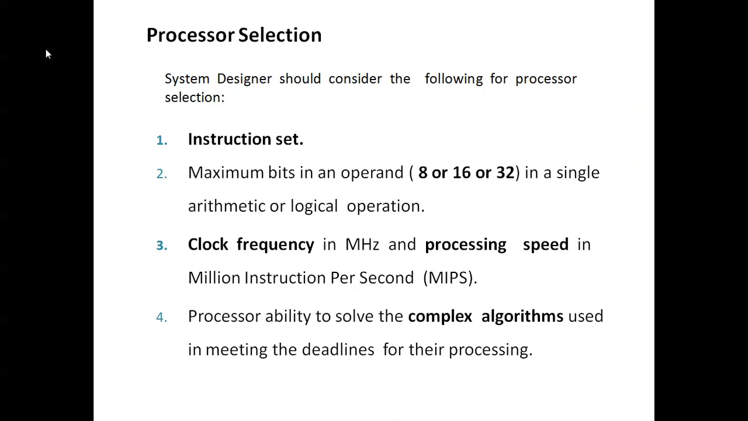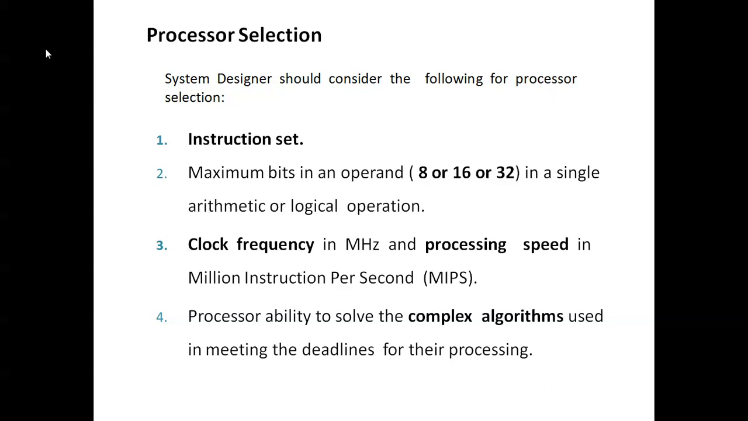Based on that, how can we select the processor for an embedded system? The system designer has to consider several things for selecting the processor. One is the instruction set. Another one is the maximum bit width, that is a 32-bit system, 64-bit system like that. Then arithmetic logical operation. Then clock frequency. The processing speed depends upon the clock frequency.